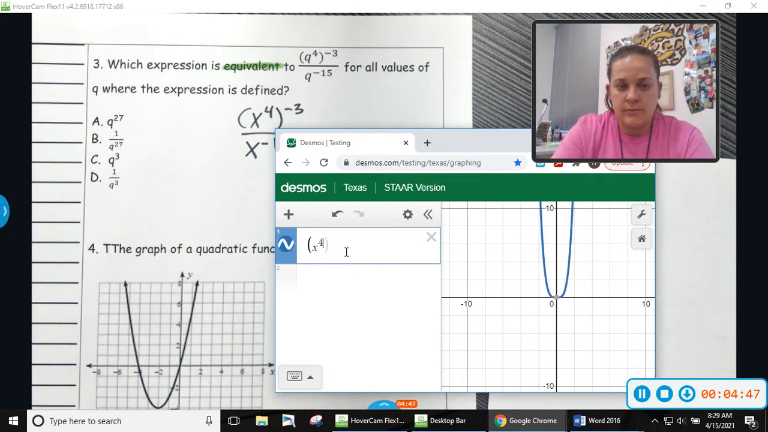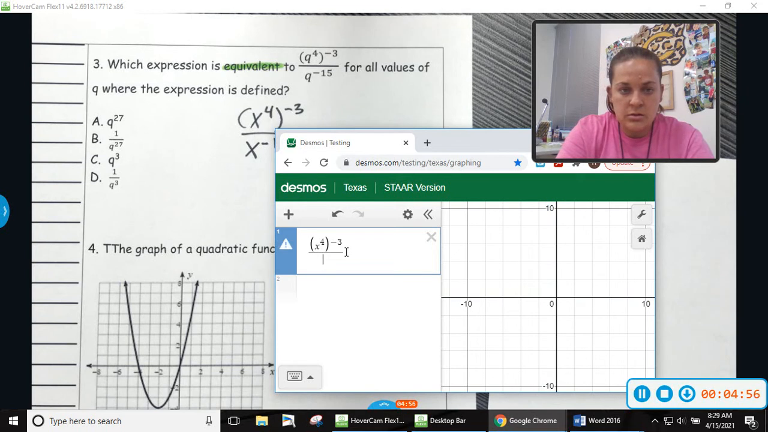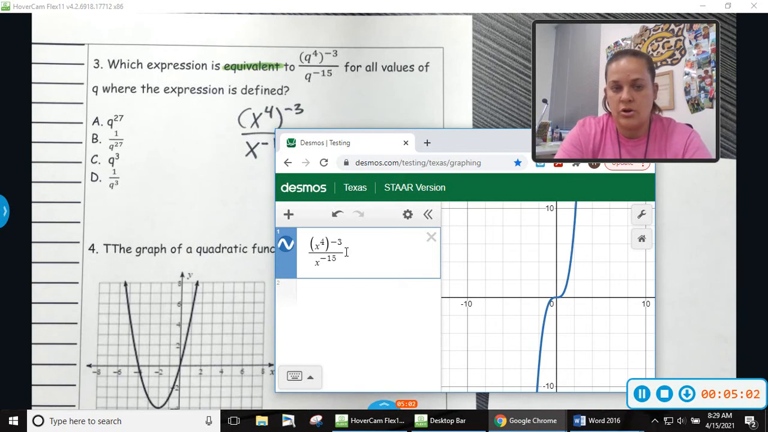So x to the 4th to the negative 3 divided by x to the negative 15. Okay, so that is our graph that we're looking for.